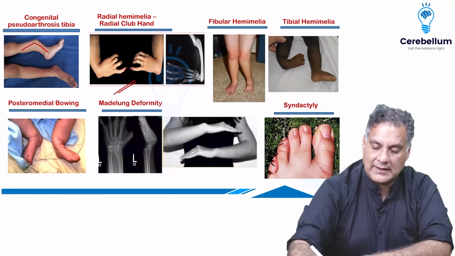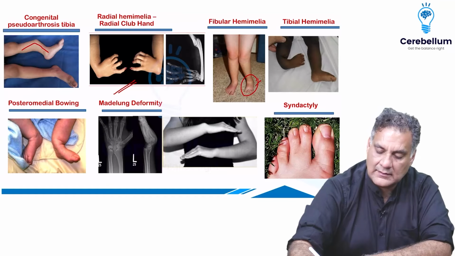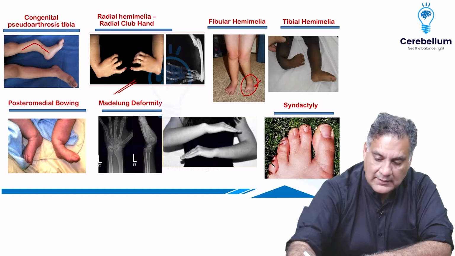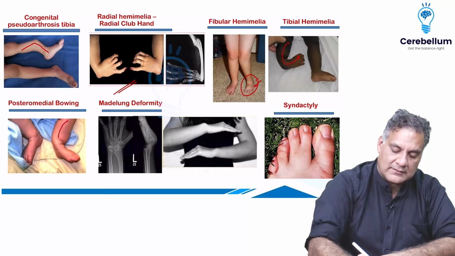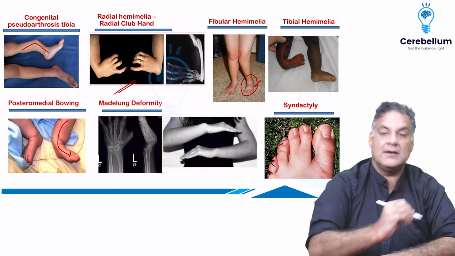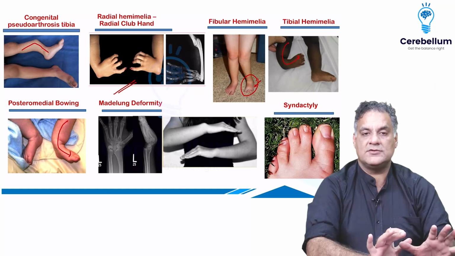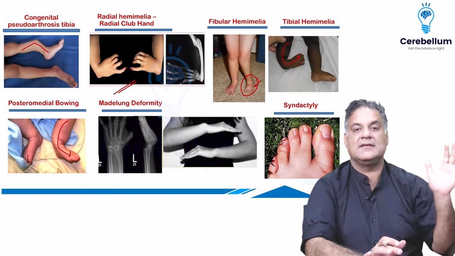Or the fibula can be absent with short feet, fewer toes, or the tibia can be absent with tibial hemimelia, or there can be a self-resolving condition called posteromedial bowing. So these are the conditions which you should know. Hemimelia means that half the axis is absent.